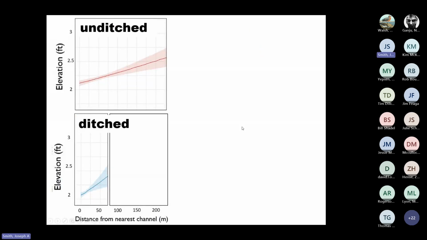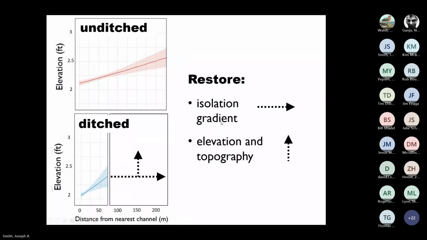So, taking this information, this understanding, I feel like it helps lead us toward understanding what we're trying to restore out there. And I thought this comparison of these graphs helps illustrate that. We've lost elevation and we've lost isolation. So the thing to restore is that isolation gradient by doing hydrological restoration, ditch remediation, creating branching channel networks and closing all those crazy loops that ditch marshes have, and then restoring elevation and topography especially.